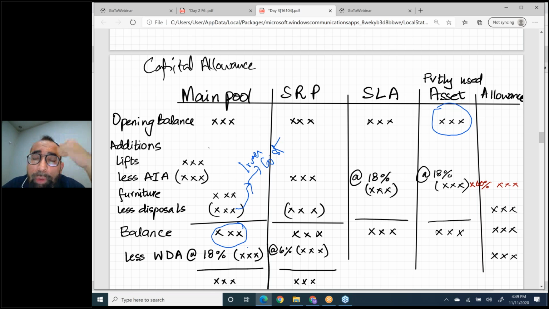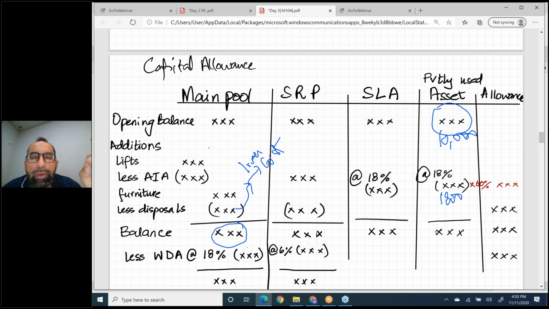And now how are we going to work on it? Listen, first compute the normal capital allowance. For example, you have a privately used car with a CO2 emission rate of 100 grams. I hope you remember that if the car has CO2 of 100 grams, that car's WDA rate is 18%. So let us say you have a car of 10,000, you'll apply 18% on it. 10,000 at 18% is 1,800. First compute the normal capital allowance for the privately used asset.